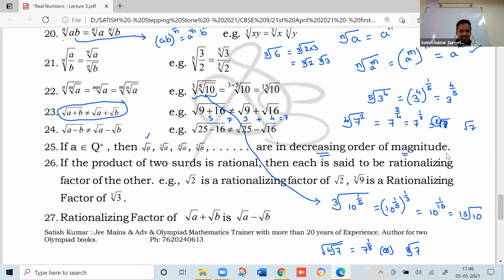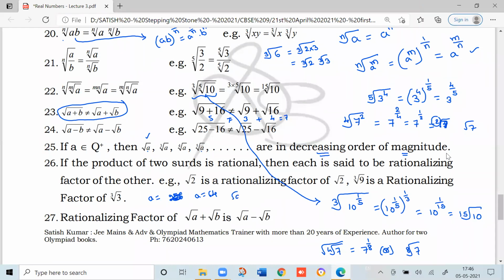Now, let us take a equal to some 256. Instead of 256, let us say an easy one, a equal to 64. When I take a equal to 64, what is the square root of a? 8. So square root of a is 8. Okay. Now, what about the cube root of 64? 4. Correct.